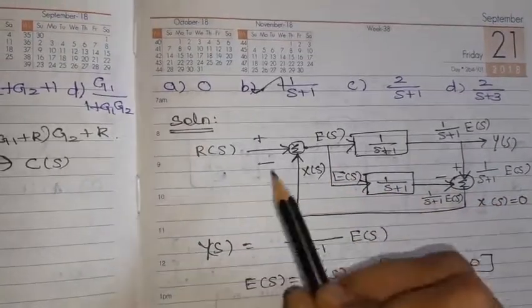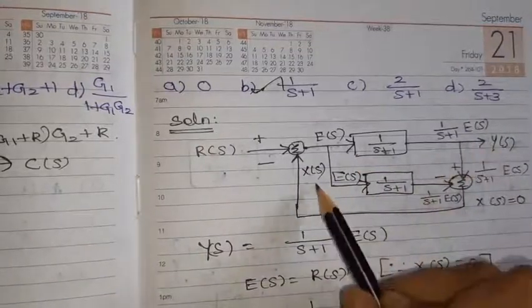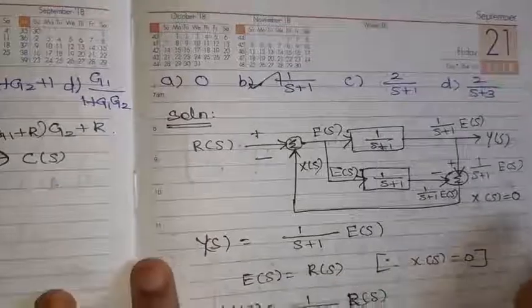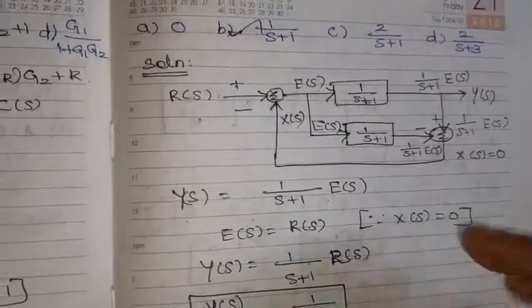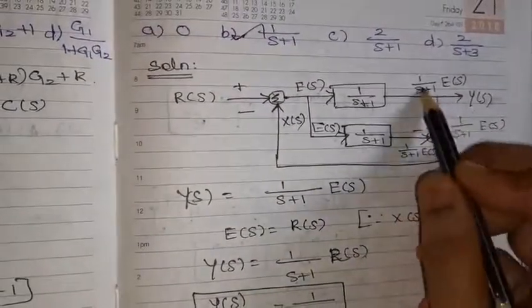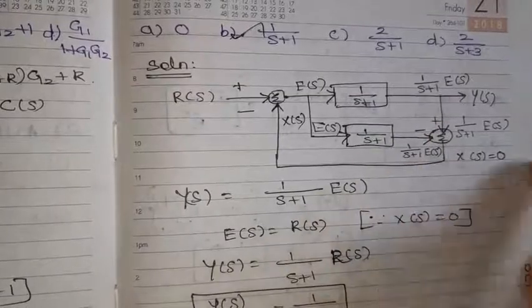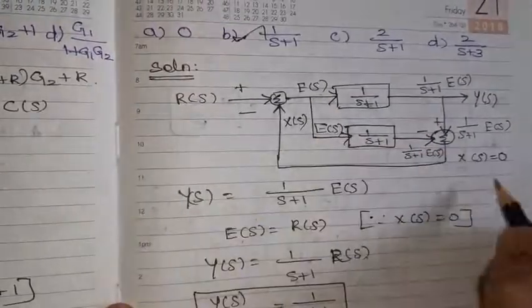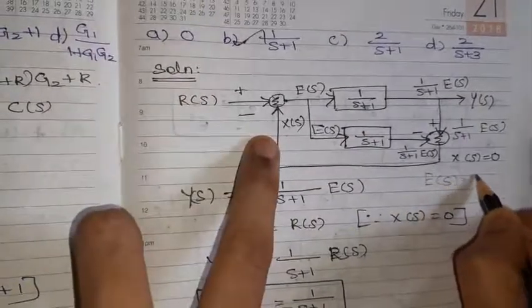So see, this is the output y of s. What is y of s now? Take x of s is equal to 0, let it be. Then what is y of s? Because what we need to find out is y of s by r of s. See, y of s is equal to 1 by s plus 1 into e of s. Now e of s is nothing but r of s minus x of s, right?